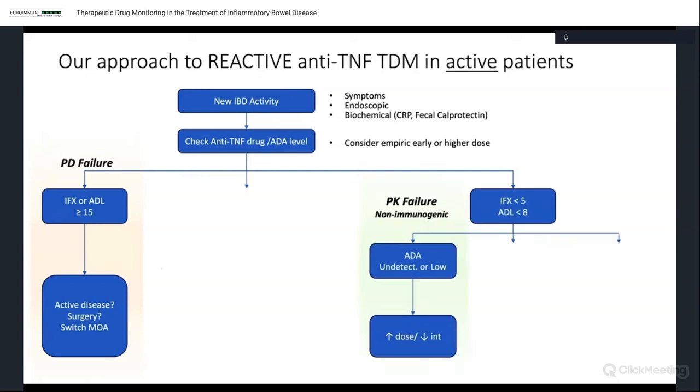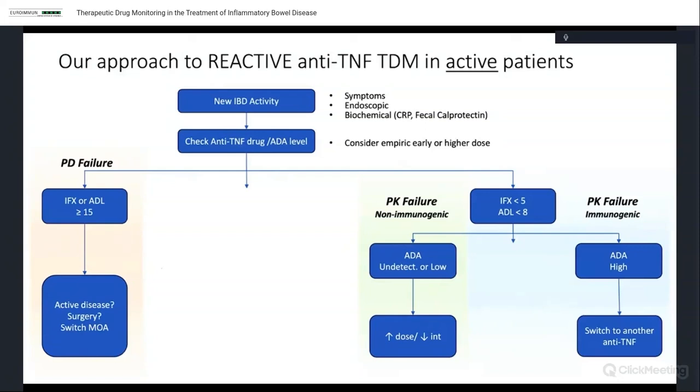On the other hand, infliximab levels may be quite low, lower than our initial targets. And when there's no anti-drug antibody detected, this is a pharmacokinetic or PK failure, but it's non-immunogenic. The patient is simply clearing the drug more rapidly than other patients. And we would expect they would respond to an increased dose or decreased interval to improve drug exposure.